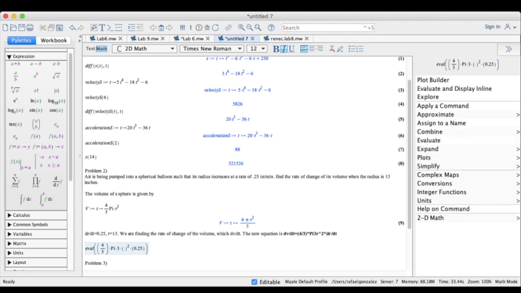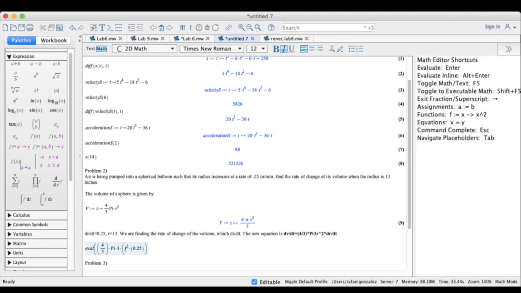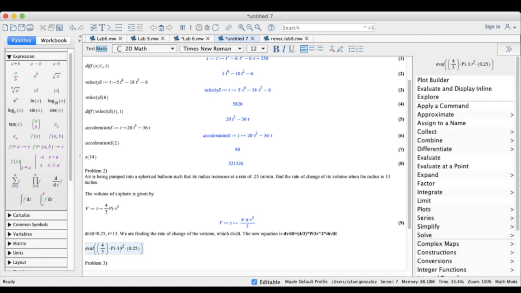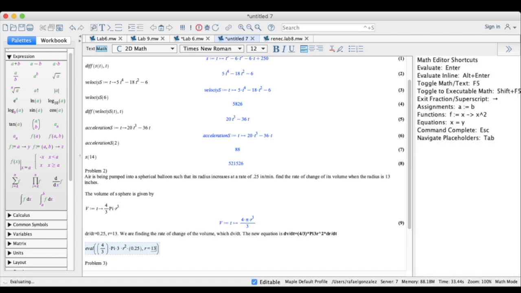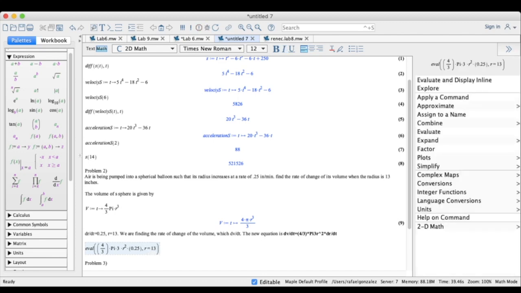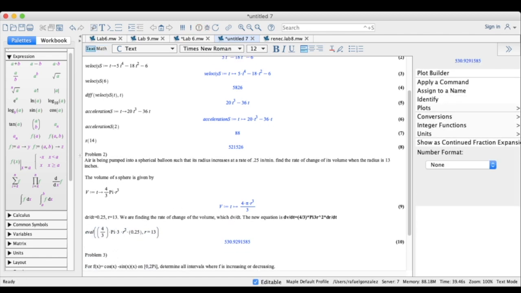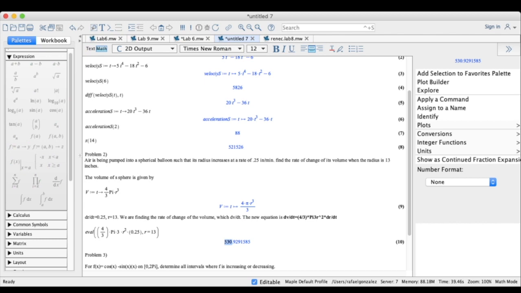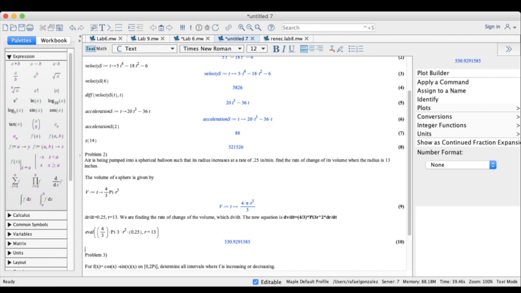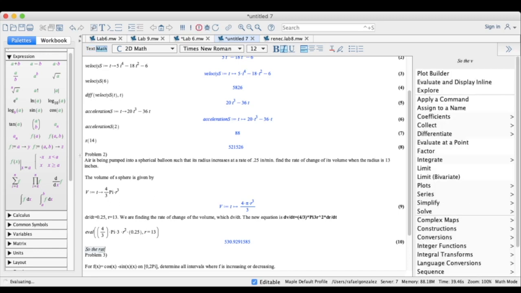Well, I'm using an eval, so let me keep it as r squared. And this is when r equals 13. So I'm using an eval, so I don't need to plug in. And when we have that, the value for dV/dt, meaning the rate of change of the volume, is 530 inches per minute.